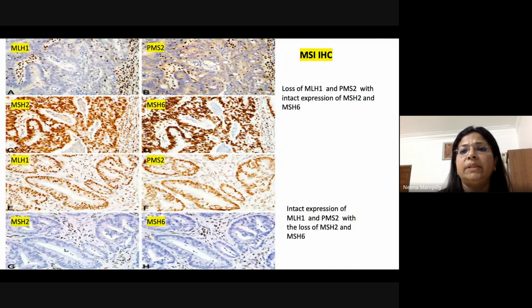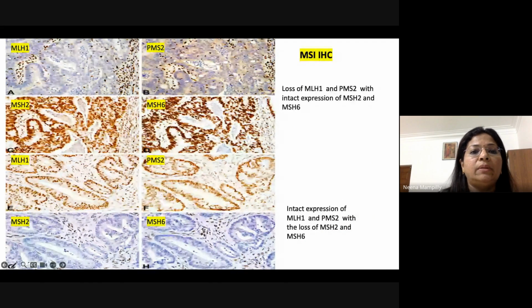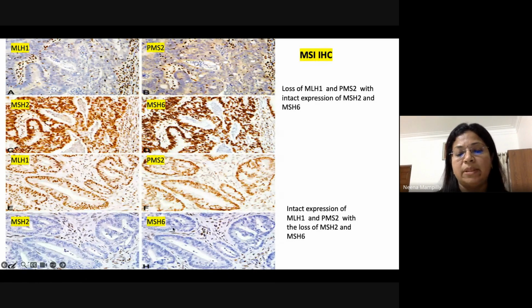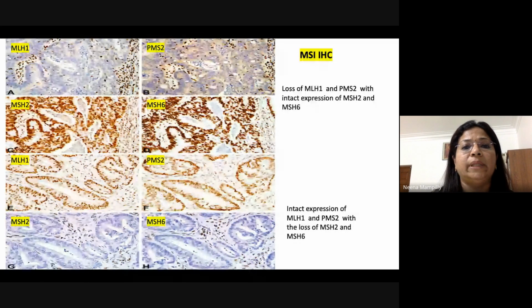So this is how we look at IHC. In this particular case, MLH1 and PMS2 are lost in the tumor cells, whereas MSH2 and MSH6 are retained. So this is one sort of deficient MMR that we see. The other combination is an intact MLH1 and PMS2, and a lost MSH2 and MSH6. So this is how the deficient MMR looks.